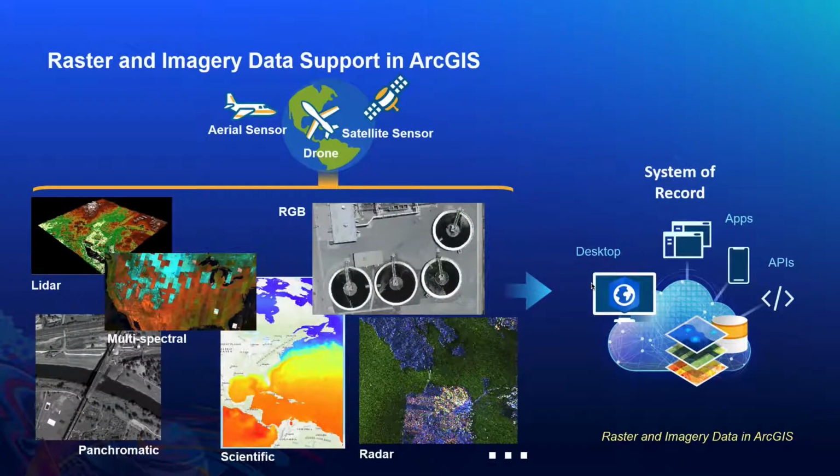So let's do a quick review of what type of raster and imagery data support we have in ArcGIS. The ArcGIS Imagery platform is a powerful system of record that is capable of reading, displaying, and performing analysis on different types of imagery data, including aerial sensors, drone, and satellite sensors. You can visualize LiDAR data, panchromatic data, multispectral data, and perform analysis on scientific data, multidimensional scientific data, radar data, and of course the RGB image.